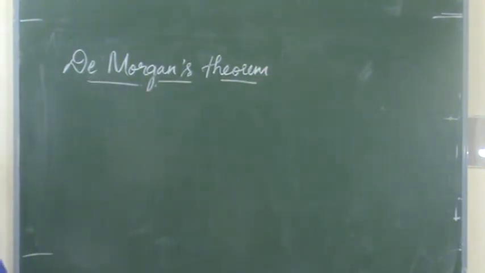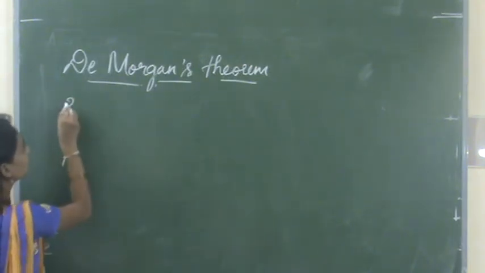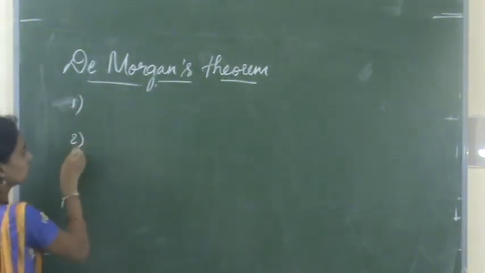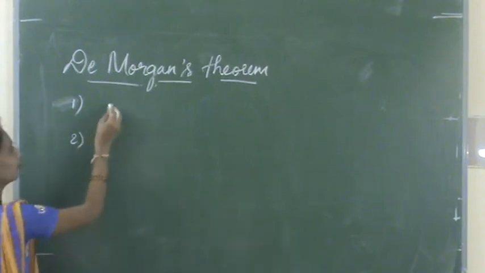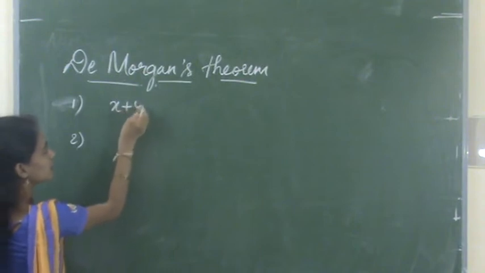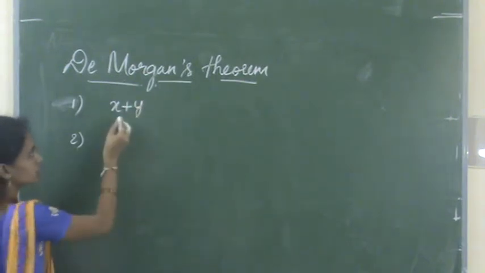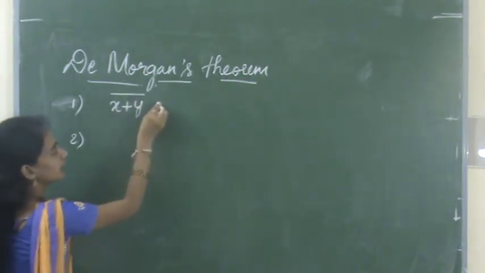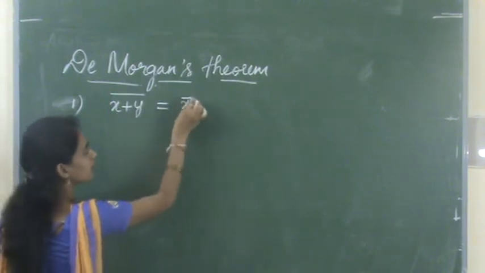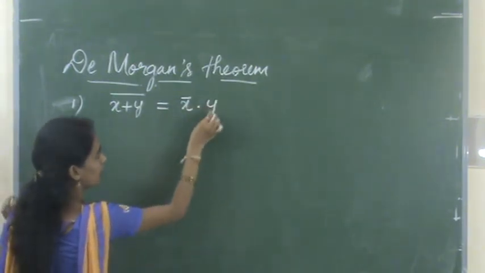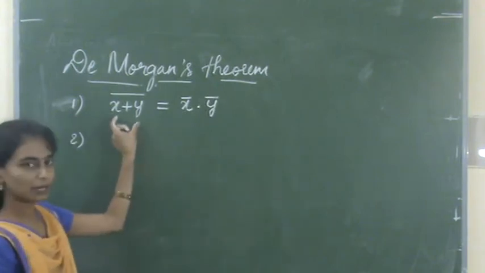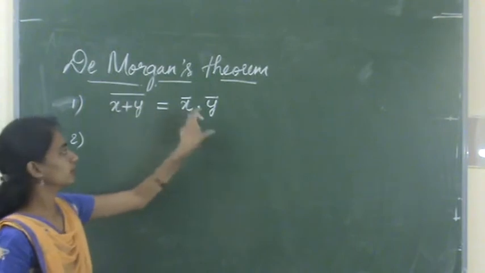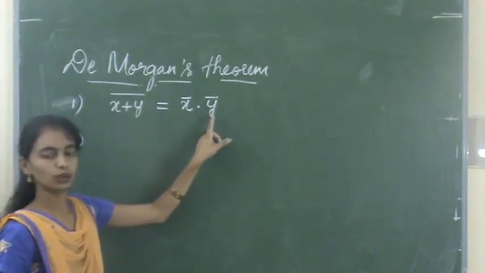So, De Morgan's theorem. In this we have two theorems. The first theorem states that if we are complementing x or y, then x or y whole bar is equivalent to x bar into y bar. So if we complement x or y, we will get x bar into y bar.